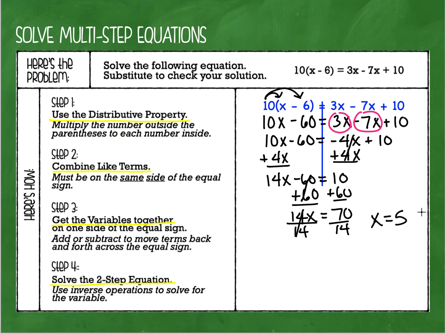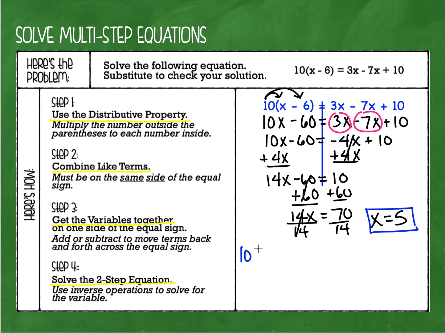Okay, now we have to check this answer to make sure that we have it correct. So again, when we check, we're not going back and checking our work, checking our addition and our subtraction. We're using substitution. So I'm going to take this value, x equals 5, and I'm going to replace every x in my original equation with a 5. So I'm going to put it here, here, and here. All right, let's get started.